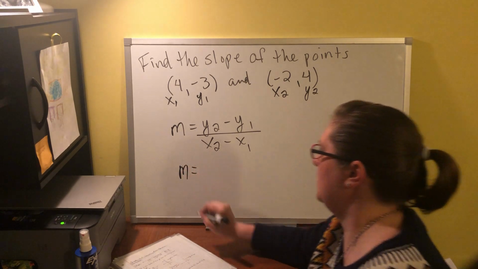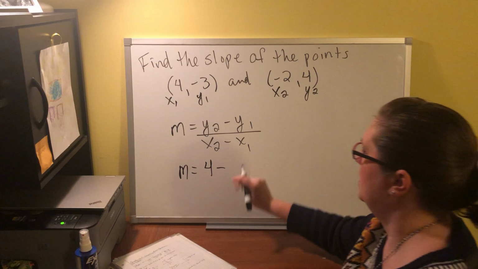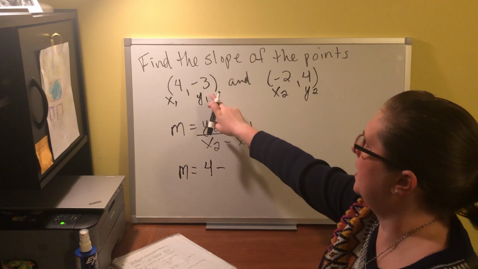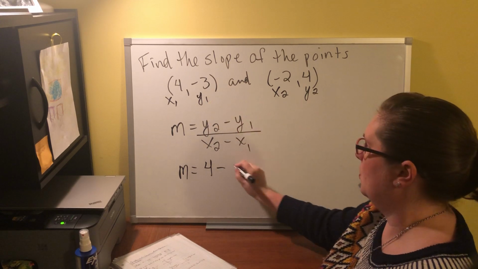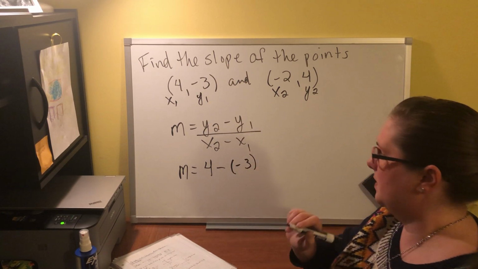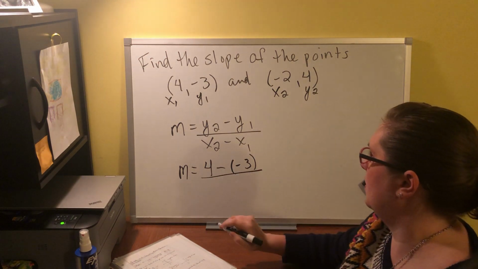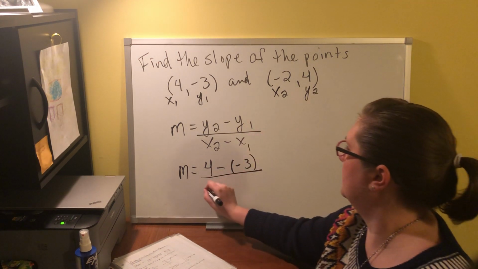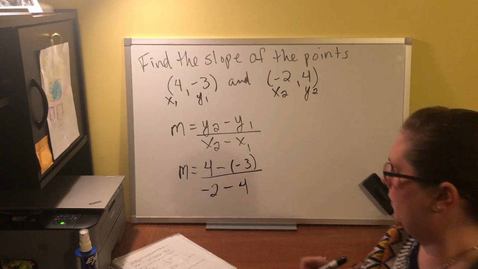So now I have m equals, well, y sub 2 is 4, so we're going to plug that in. And we have subtraction, y sub 1. Now, pay attention here. Y sub 1 is a -3. So make sure you put that -3 in parentheses, just like we have done with substitutions before. All right, this is all over. x sub 2 is -2 minus x sub 1 is 4.